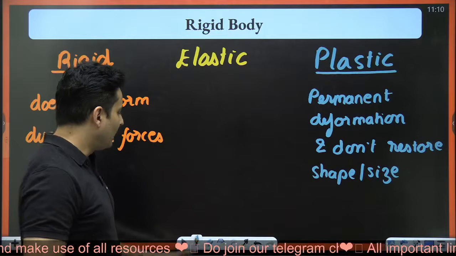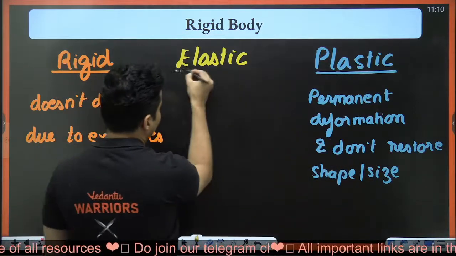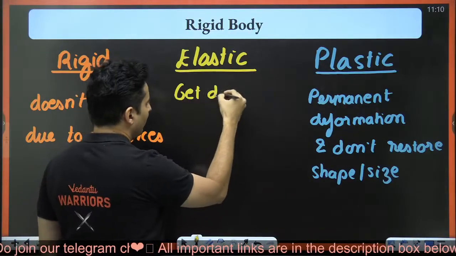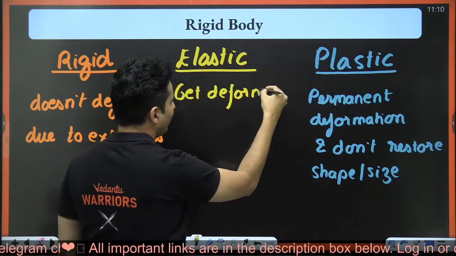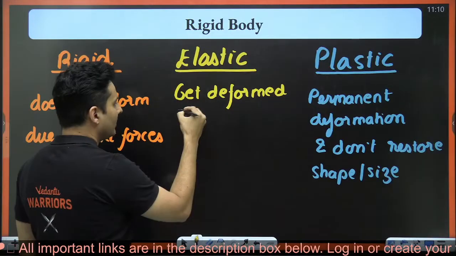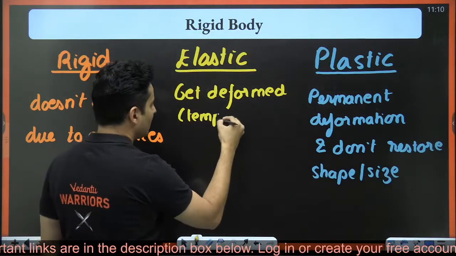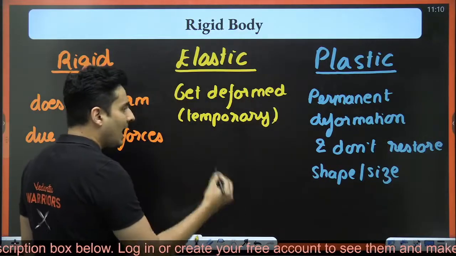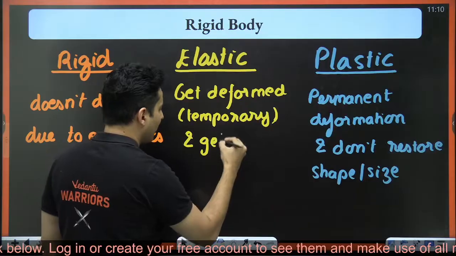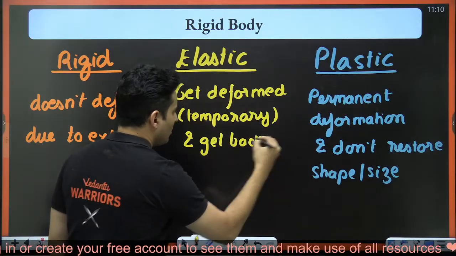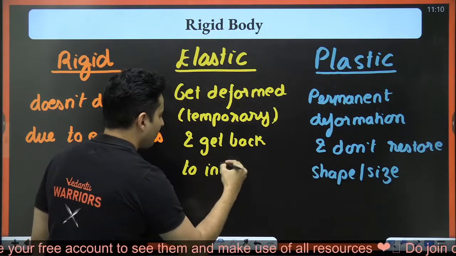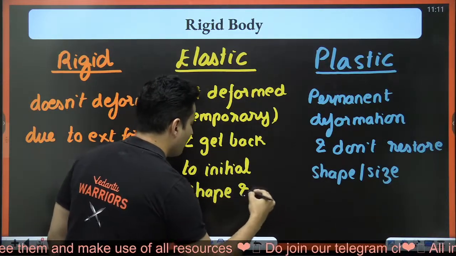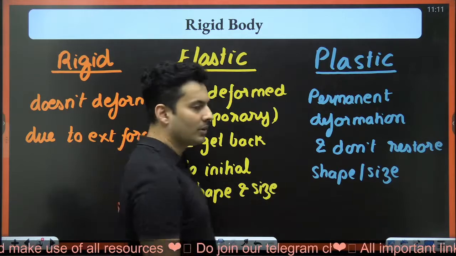So that is a plastic body. Elastic means they get deformed, but that is temporary. It's just temporary deformation, not permanent, and they get back to their initial shape and size, both initial shape and size.